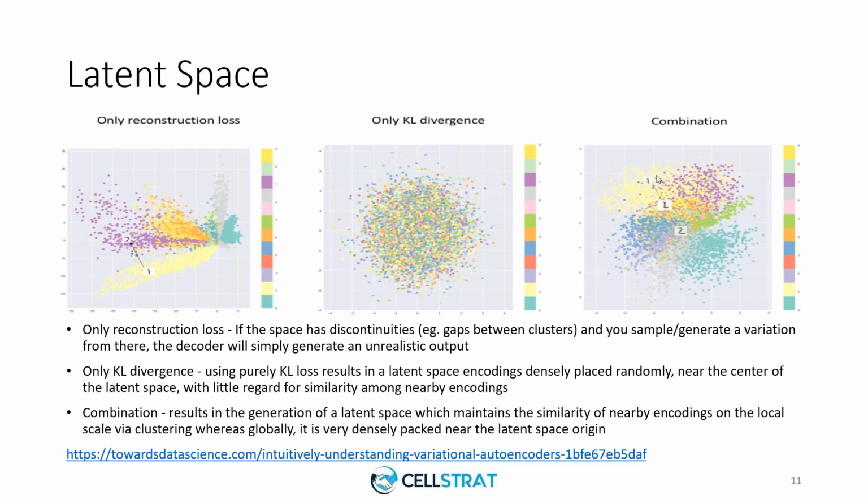Now, once we combine the reconstruction loss and KL divergence, we see that we get a very good distribution over here. Just look at individual colors which represent individual digits. It's actually clustered very well, and the gaps are also very less. So a combination of reconstruction and KL divergence is doing the trick and helping us come up with the right classification of digits.